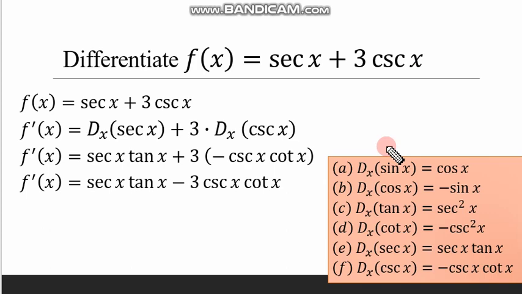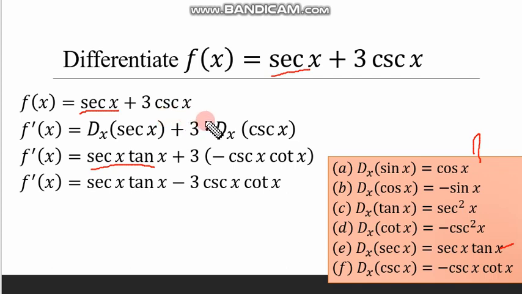Example number 1, we will differentiate f of x equals secant x plus 3 cosecant x. Here are the notes for the trigonometric functions with their corresponding derivatives. For the secant x, since this is a sum, according to the sum rule, we will just get the derivative of the individual functions. So dx of secant x, according to our table, is secant x tangent x.